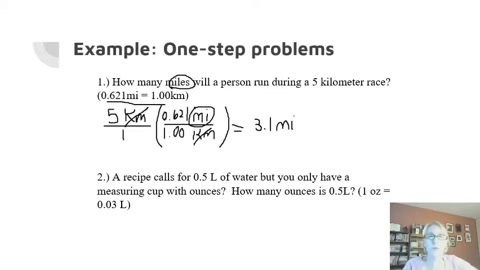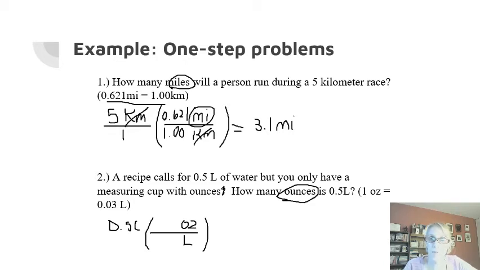A recipe calls for 0.5 liters of water, but you only have a measuring cup with ounces. Oops, shouldn't be, that's another question. How many ounces is 0.5 liters? So again, start with what we know. So we're given 0.5, sorry, my writing is so awful on these slides, 0.5 liters. All right, and now we need our conversion factor. So we're going to write our parentheses with our fraction. Liters, we know, has to be on the bottom because we want that to cross out. We want to figure out how many ounces there are. So what you're looking for is always going on top.